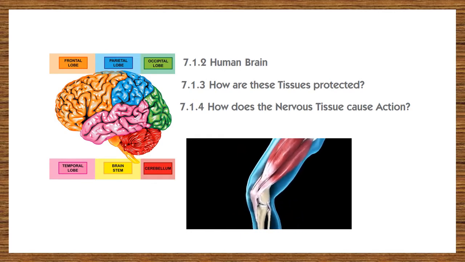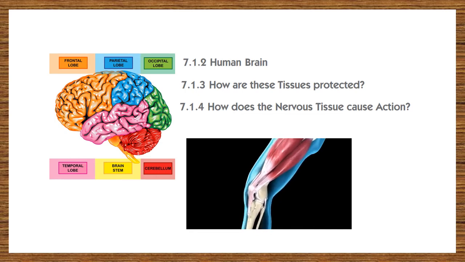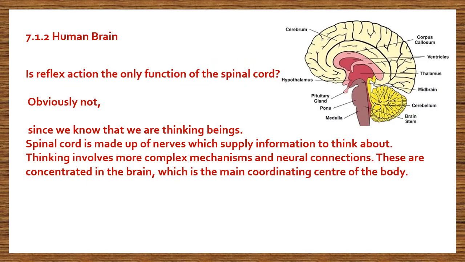So let me start with the human brain. The human brain is a very important part of the human body. Why? Because it controls each and everything that is happening with our body. In the last session, we discussed reflex action, and I told you that reflex action is controlled by the spinal cord. Let me tell you, the spinal cord is also a part of the brain. This is part of the hindbrain.